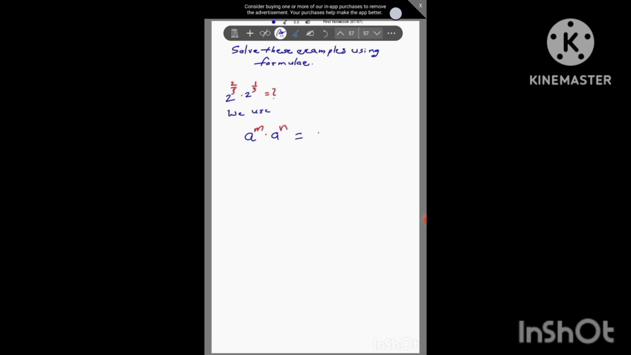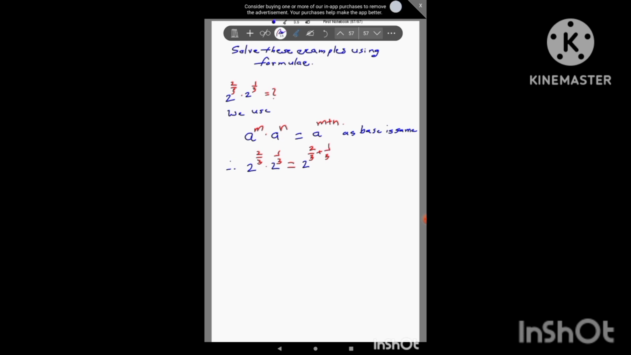Write the formulas and learn them by heart, and use them in the examples, you will remember it properly. You will not forget it till you get retired from your job, till more than 60. Okay. So see this: 2 raised to 2 upon 3 into 2 raised to 1 upon 3 is equal to 2 raised to, add the exponents of the powers. You get 2 raised to 3 upon 3, that is 2. Okay, this is one example.